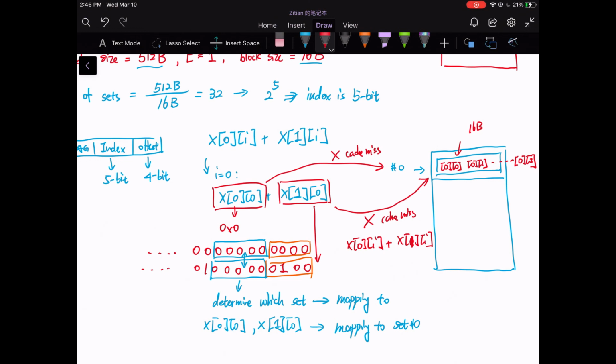So for 00 to 03, we always get cache misses on set 0, and then on set 1 we get cache misses from 04 and 14 all the way to 07 and 17. So we constantly get cache misses in this case as well. So in question 1, the cache miss rate is equal to 100%.